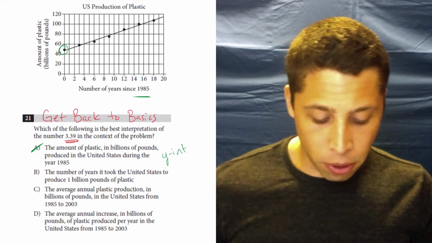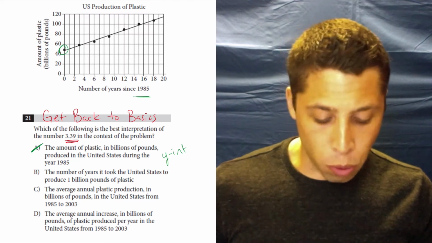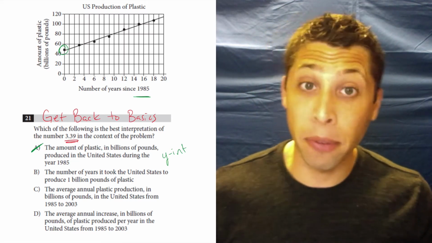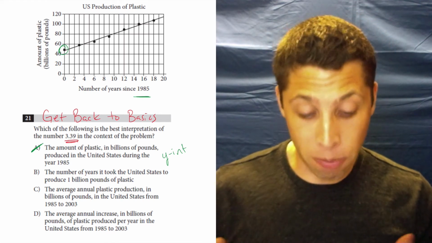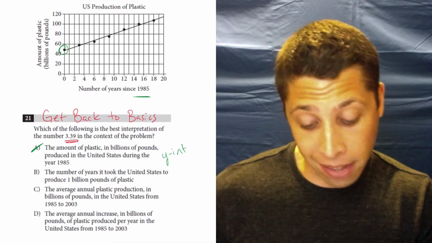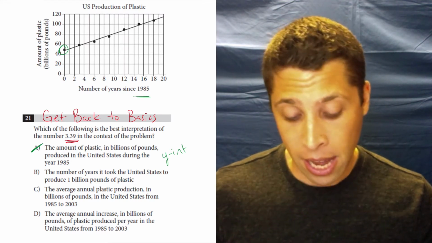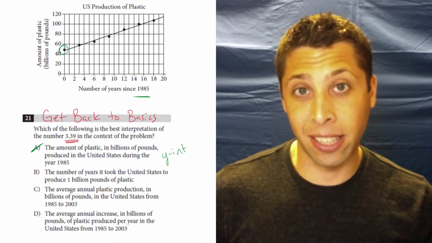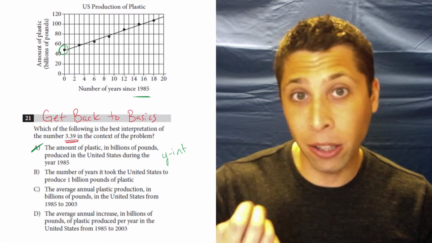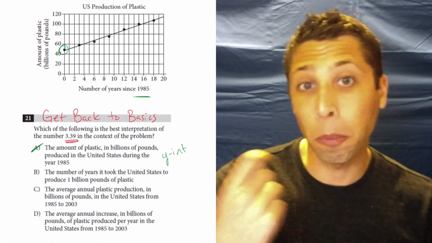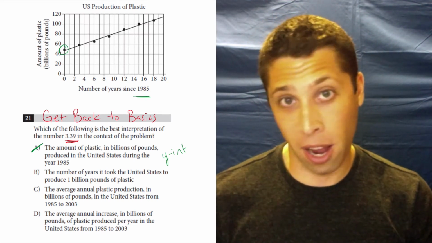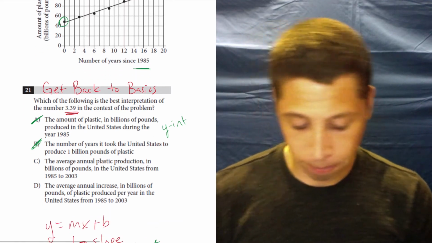Choice B, the number of years it took the United States to produce 1 billion pounds of plastic. I have no idea where that's coming from. That seems kind of random. 1 billion pounds is not on here at all, right? All the numbers along the y-axis are much, much greater than 1 billion. And more important, that does not sound like a change. That sounds like a lump sum. And so I'm not looking for a particular point. I'm looking for the rate of change over time. So this is just kind of a random thing.